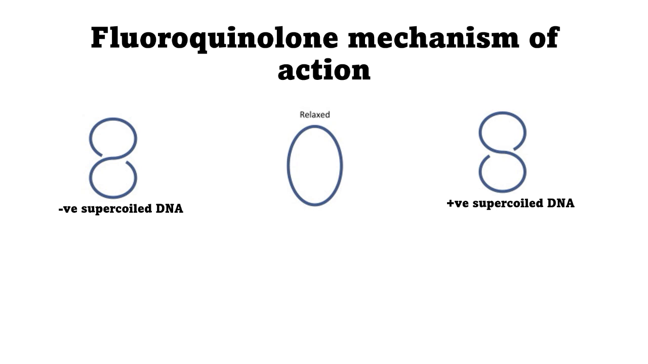Now there are enzymes, particularly DNA gyrase, as well as topoisomerase, that can convert this. Gyrase can convert positive supercoiled DNA to the relaxed state, and topoisomerase type 4 can also convert the positive supercoiled DNA to the relaxed state. So both gyrase and topo 4 can convert positive supercoiled DNA to the relaxed state, which is needed in the process of DNA replication and all these other important events.